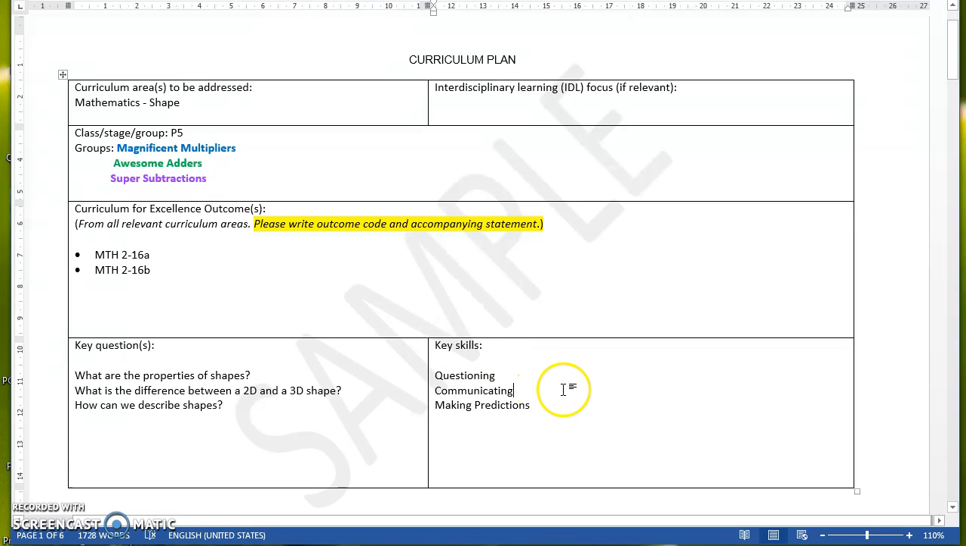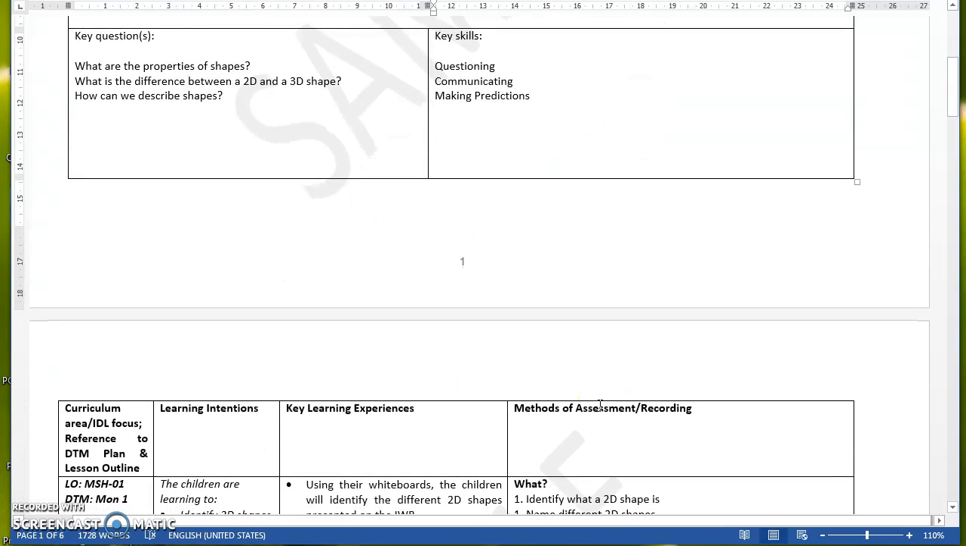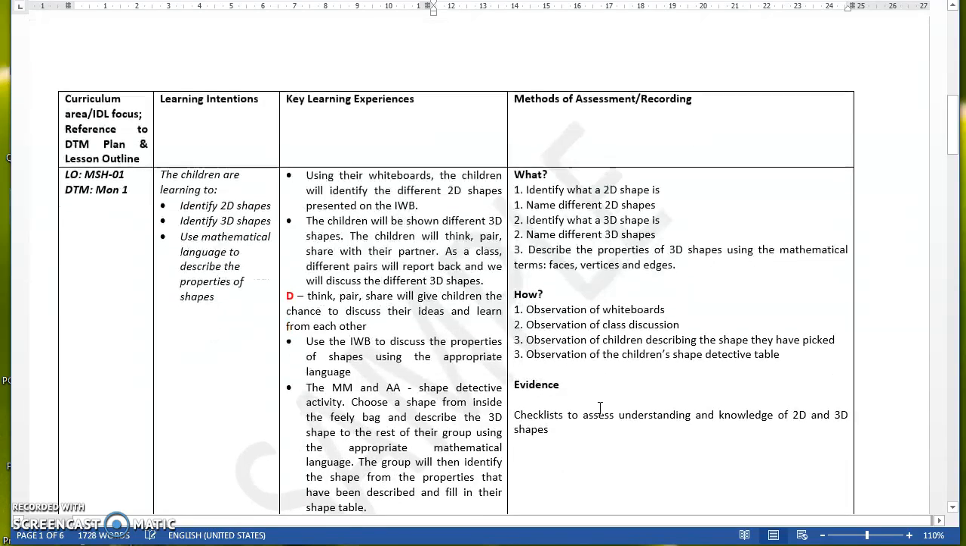So put some detail into that. Don't just have, as I have, questioning, communicating and making predictions. Add to that and put a little bit more detail. And it should be clear when you look at your plan and when your tutor looks at your plan that these 3 skills are coming through within the plan. So we'll see how that's happening as we go through the plan. I'm not going to go through every lesson, but I just want to draw your attention to a couple of things, and then we'll look in more detail at 1 or 2 lessons. This box, it asks you for your curriculum area or your idea of focus with reference to the DTM plan and the lesson outline.